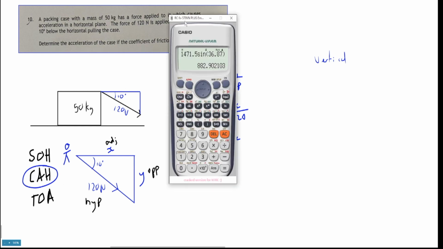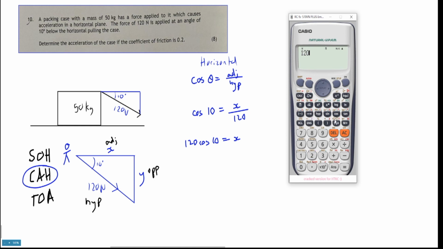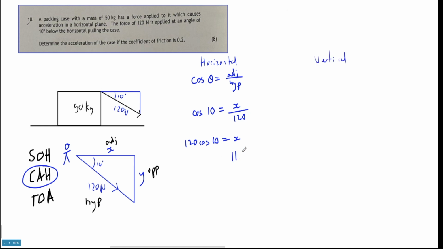Let's get a calculator and do that. 120 cosine 10. 118.18 looks like newtons. Again, this is the pushing force. We can add it to the diagram if we wanted to, but it's basically saying it's 118 pushing it this way.